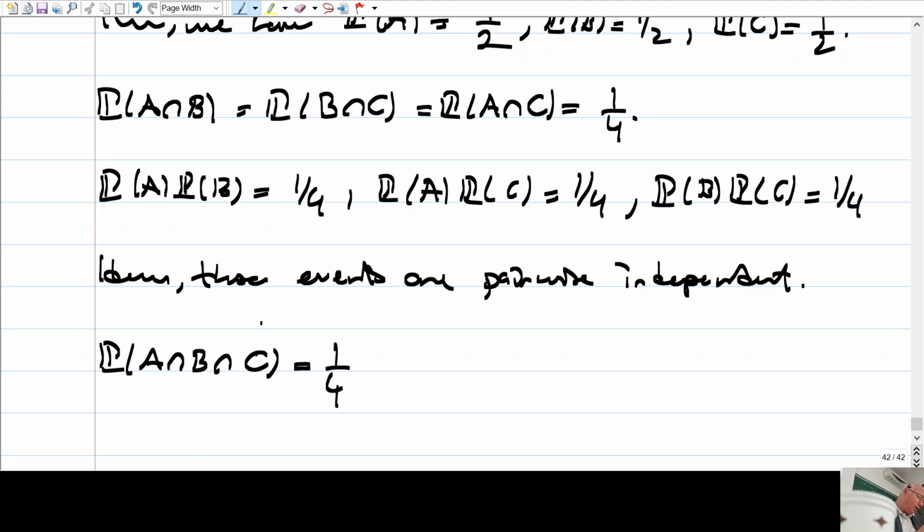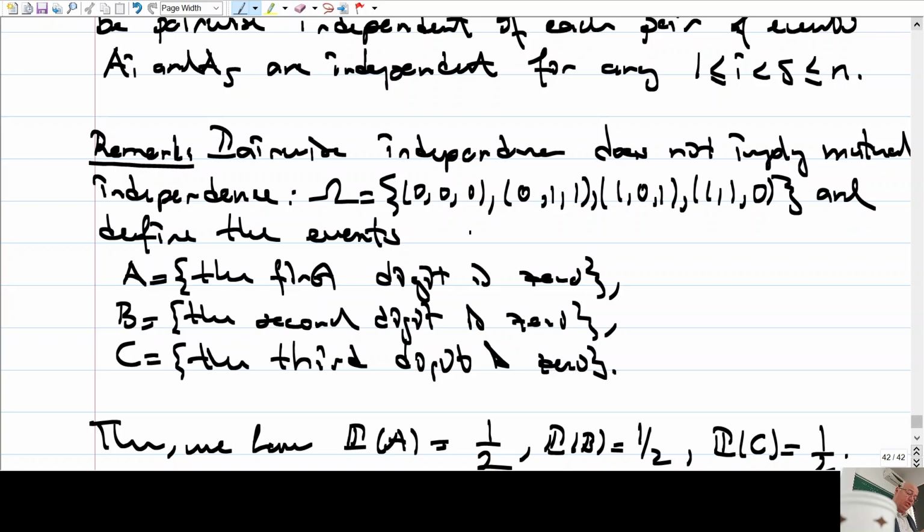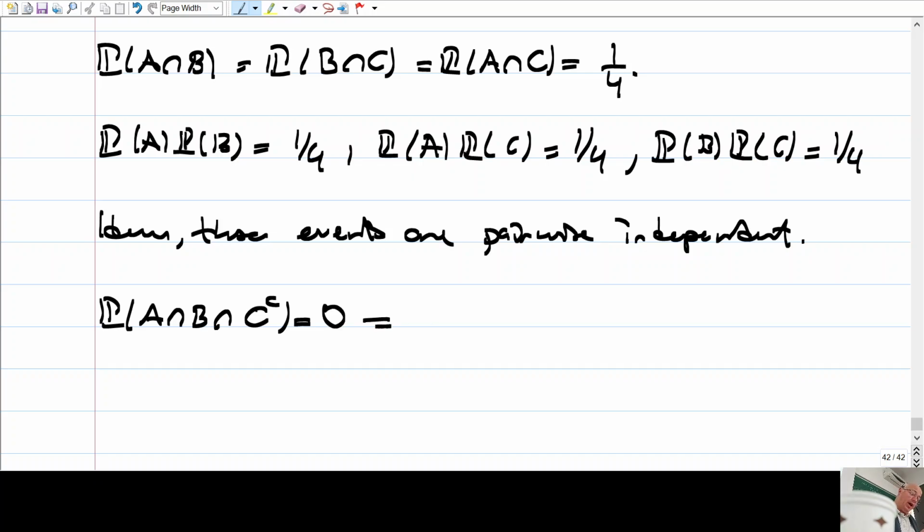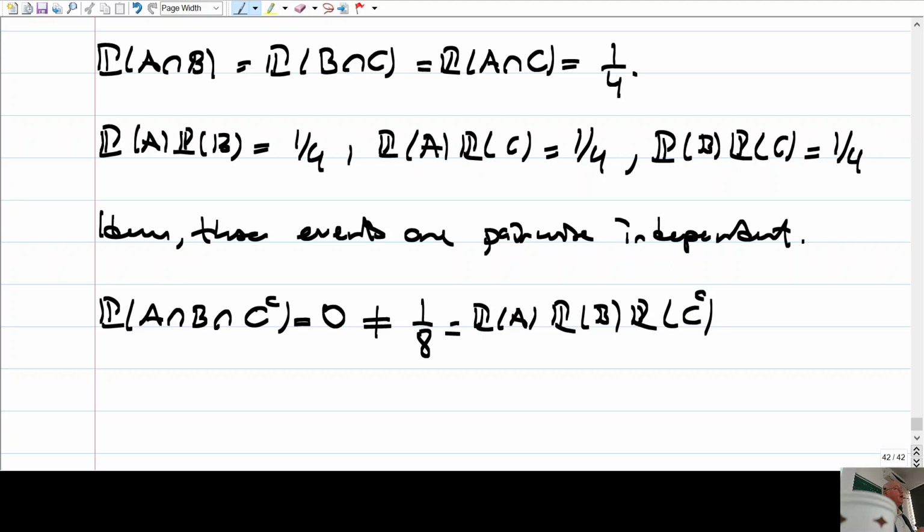Oh, pardon. Sorry. I'm considering this C complement. Sorry. This means the first and the second are 0. The third digit is 1. First two digits are 0, the third digit is 1. Well, there is no such element. So this probability is 0. And that's not equal to 1 over 8, which is the probability P(A) times P(B) times P(C complement). PC is 1 over 2, therefore P(C complement) is also 1 over 2 because C and C complement give the whole space. Each one is 1 over 2, so this product is 1 over 8 and that's not 0.